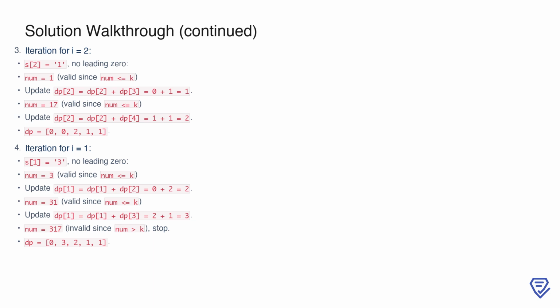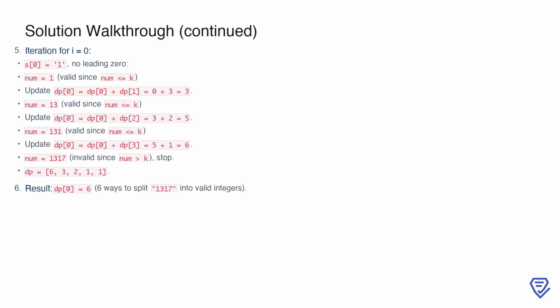Moving on to i equals 1, the character is 3, which again has no leading 0. We compute the number 3, which is valid, and update dp[1] by adding dp[2], resulting in dp[1] equals 2. Extending to 31, we find it is still valid, so we add dp[3] to dp[1], updating dp[1] to 3. However, when we extend further to 317, it exceeds k, so we stop. The dp array now looks like 0, 3, 2, 1, 1.